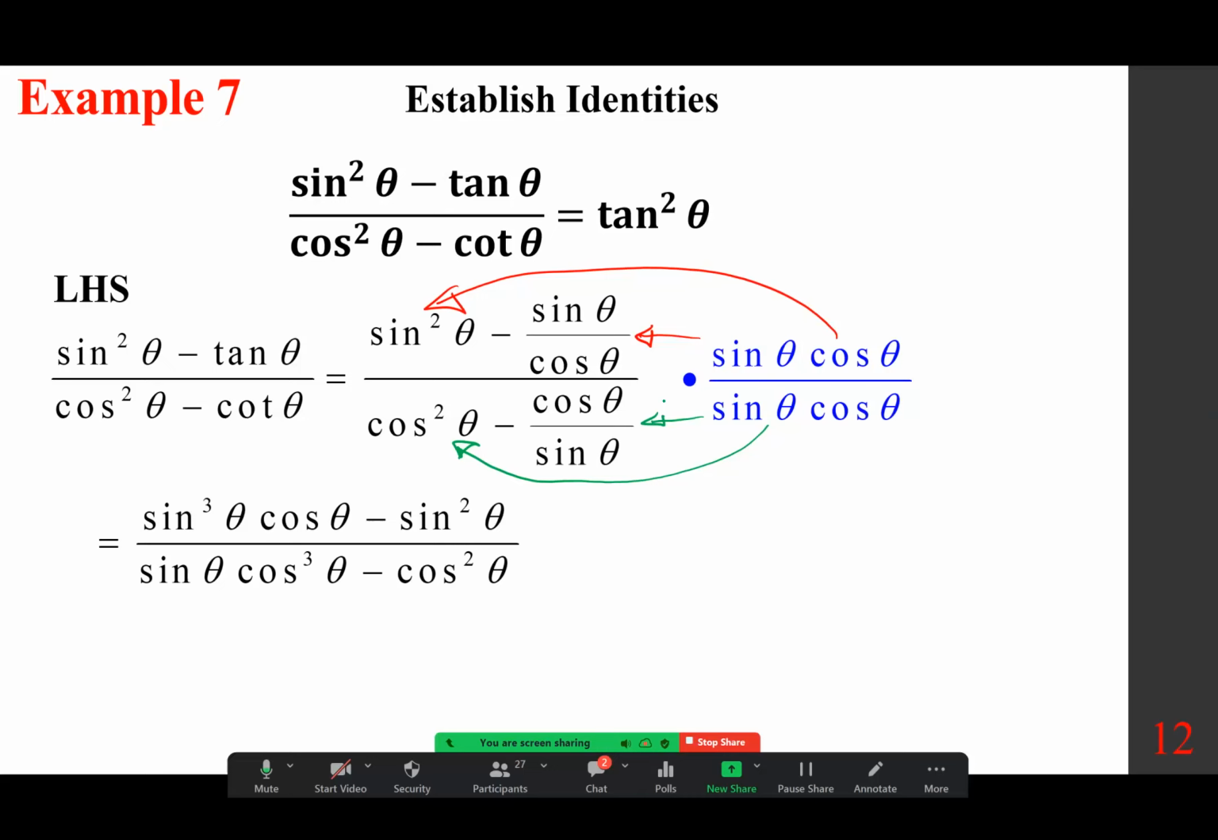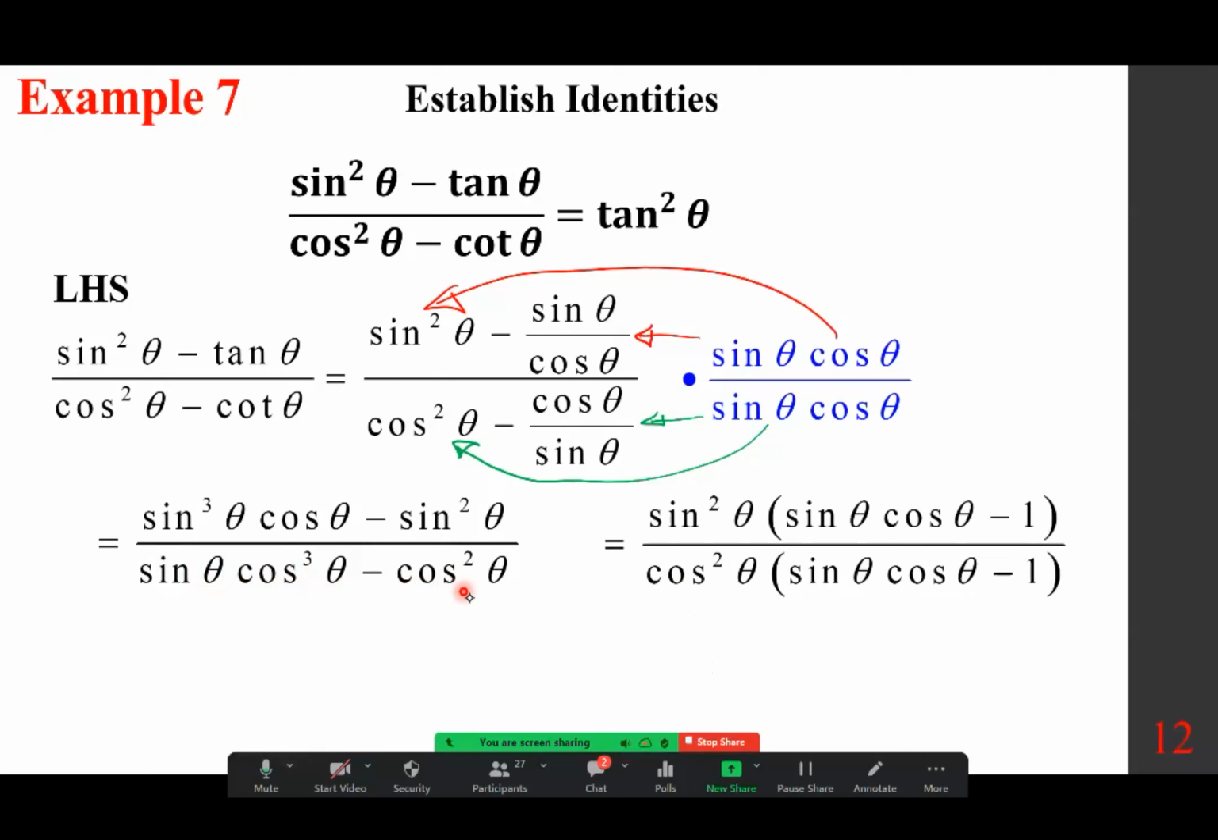And now we are ready to move on to the next phase, which is factoring. When you look at the numerator, sine squared is in common. If you take out sine squared, this gives you sine theta cosine theta, this gives you minus 1. The bottom, cosine squared is in common. When you take out cosine squared, it gives you sine theta cosine theta minus 1. So take the common factor of sine squared from the top, the common factor of cosine squared from the bottom.